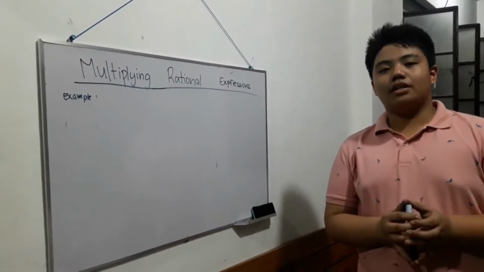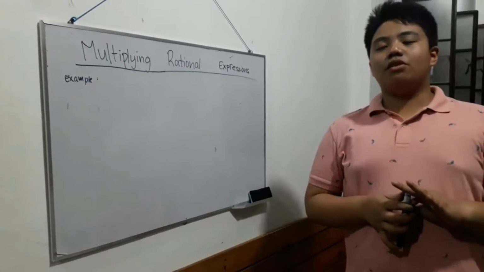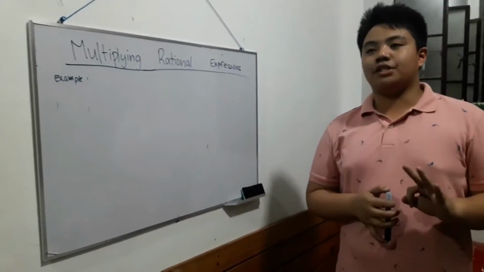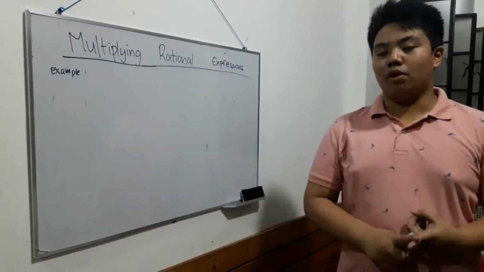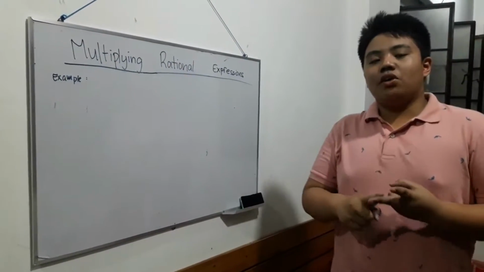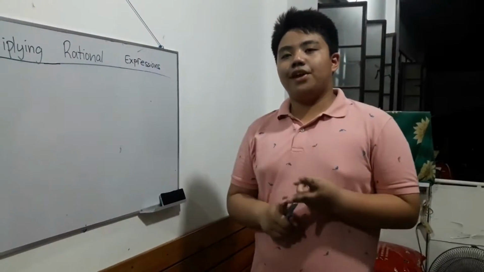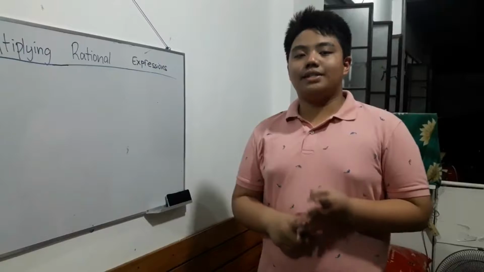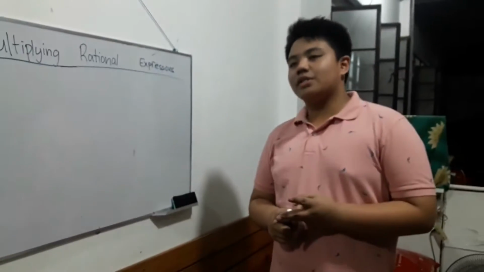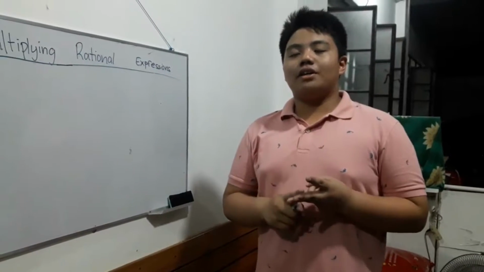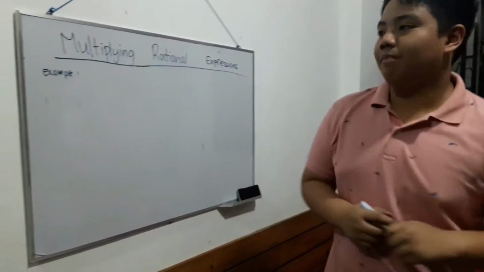But before we start, you have to remember the 3 basic rules on how to multiply rational expressions. Number 1, you have to factor if possible. Number 2, you have to find the GCF, or the greatest common factor. Number 3, you have to cancel. If you memorize these 3 basic rules, you can now start multiplying rational expressions. Let us start with one of my examples.